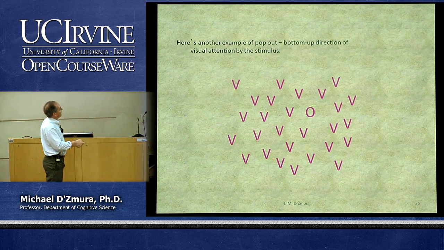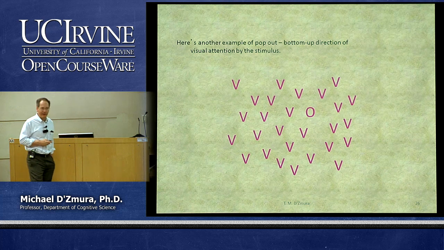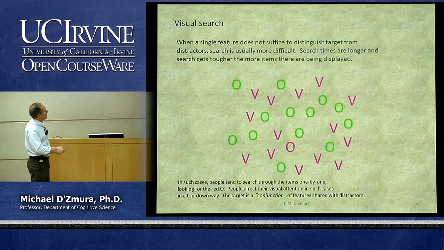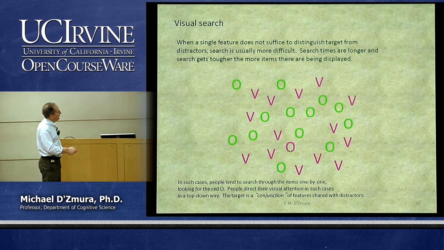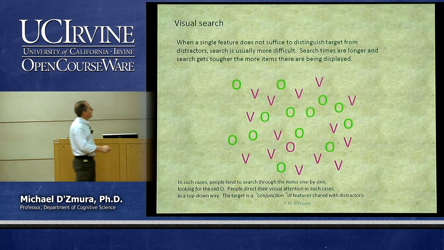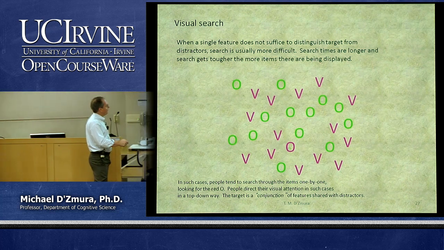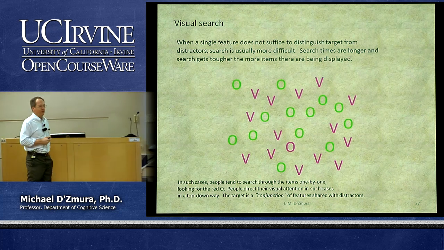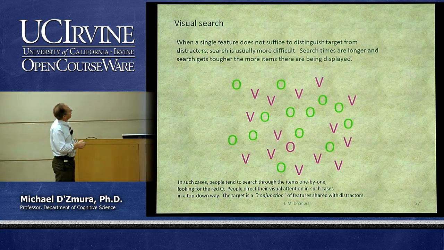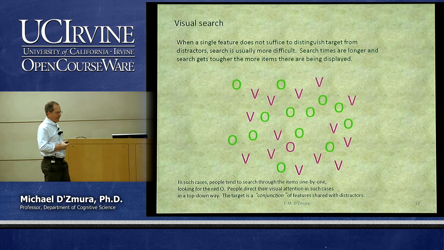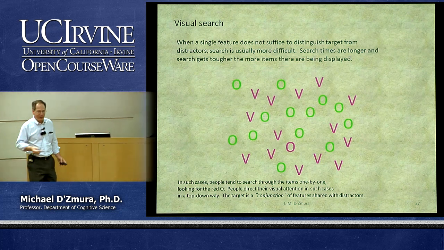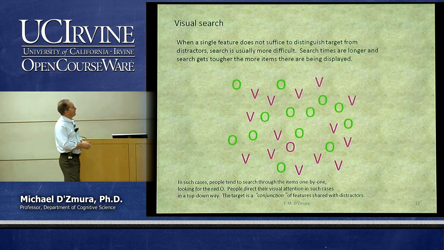And here's another example of pop out. The time it takes to find our red O does not depend on how many V's we have, because it has a distinct shape. It's really only in cases like this that you will now find that finding the red O depends on how many distracting items there are. If there's a small number of distracting items, we will find the red O relatively quickly. If there's a larger number of distracting items, it will take longer. So, when a single feature is enough for a target to pop out, times to find the target do not depend on the number of items. Search is said to be parallel.